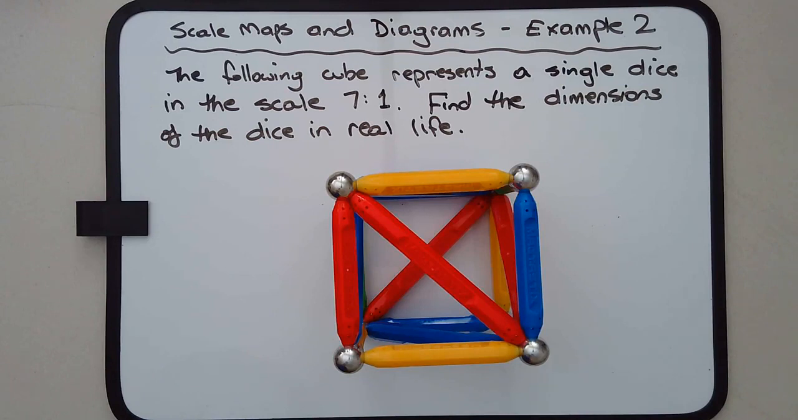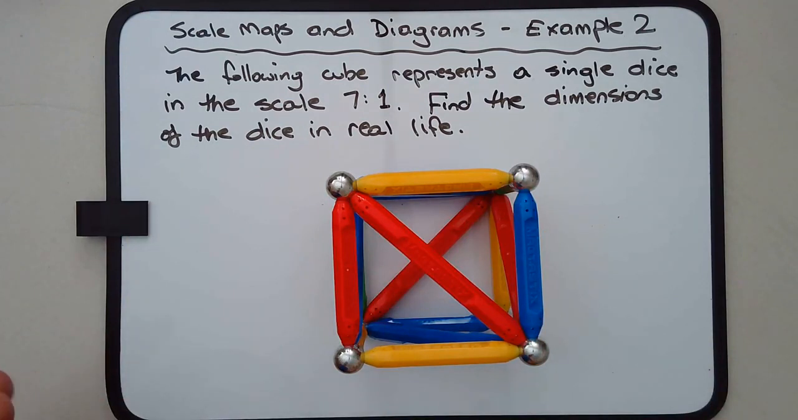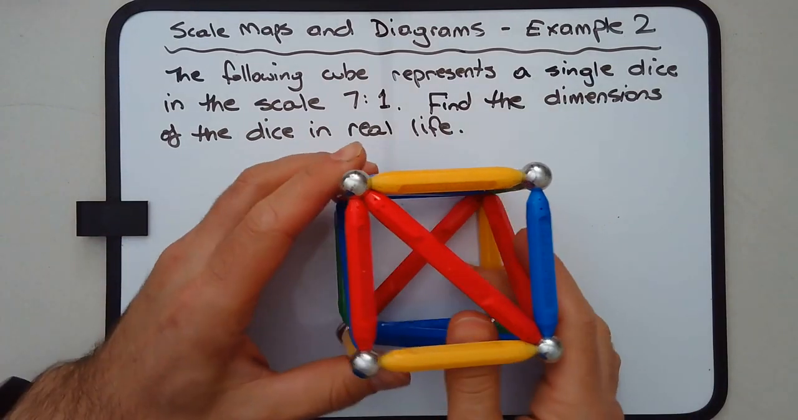Let's look at another example of scale maps and diagrams. Scale maps and diagrams can also be used to represent very small objects using a larger diagram or a larger model. So let's look at this example.